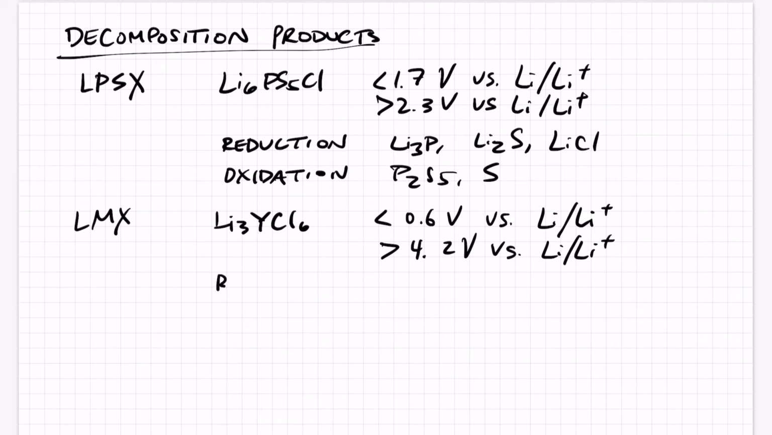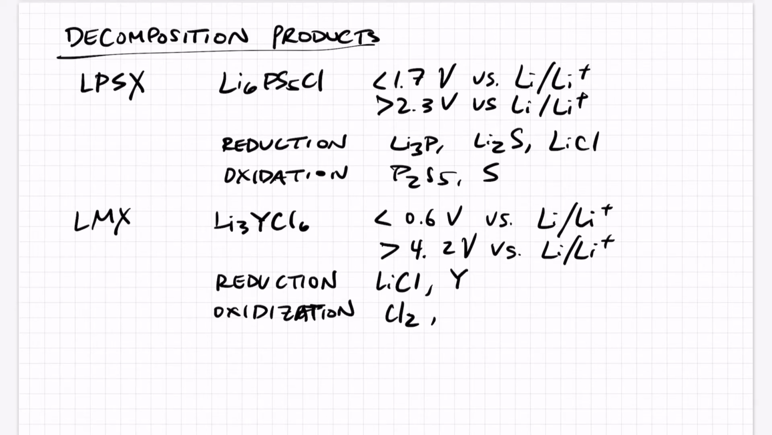You can have reduced species that are, well, they're pretty similar, right? Lithium chloride, yttrium, or the oxidation. Oxidized states of, well, if you charge balance, you could form these products.